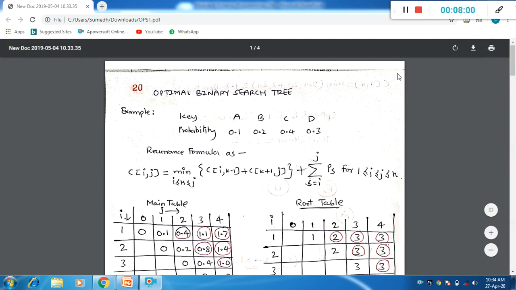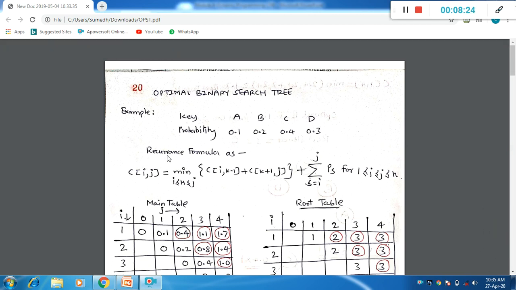Let us see an example to generate an optimal binary search tree for given keys with probabilities. Consider an example with 4 keys. Keys are A, B, C and D, and their probabilities are 0.1, 0.2, 0.4 and 0.3 respectively. To generate the optimal binary search tree for the given keys with their probabilities, use the following recurrence formula: C of i, j equals the minimum of C of i, k minus 1, plus C of k plus 1, j, plus the summation of probabilities from i to j.